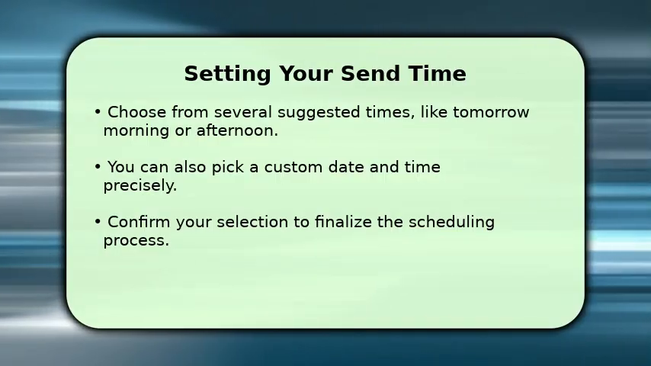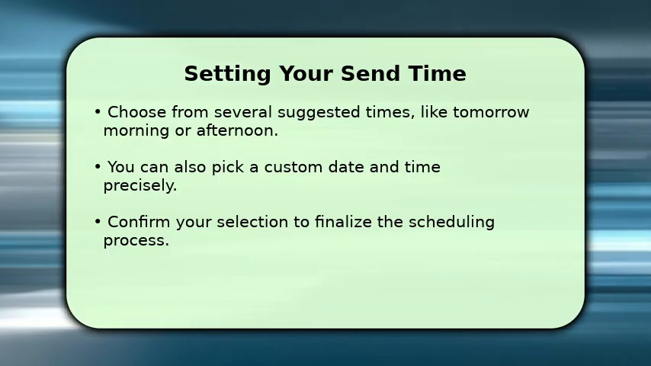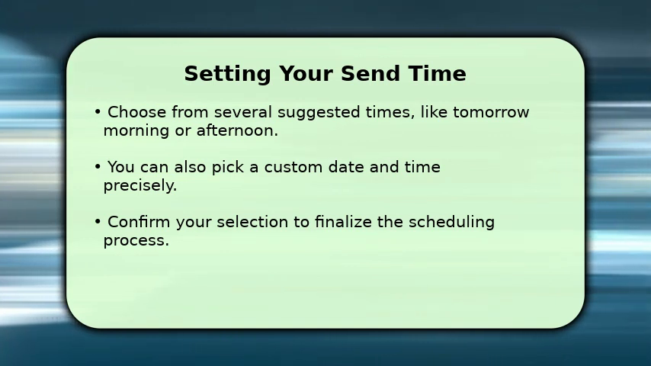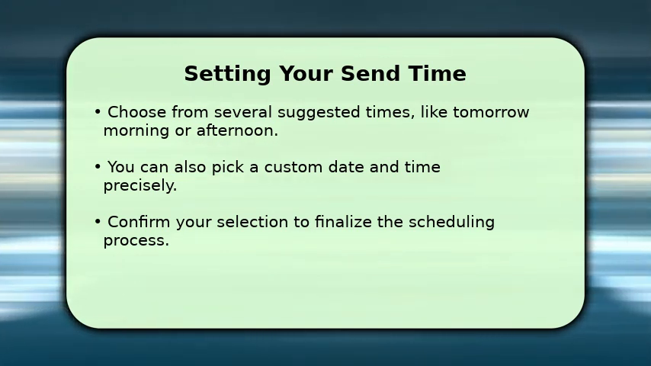Gmail will then present you with a few pre-selected options, such as tomorrow morning or Monday afternoon, making it easy to pick a common time. If those don't suit your needs, you can choose Pick Date and Time to specify an exact date and time down to the minute. After making your selection, simply confirm it.